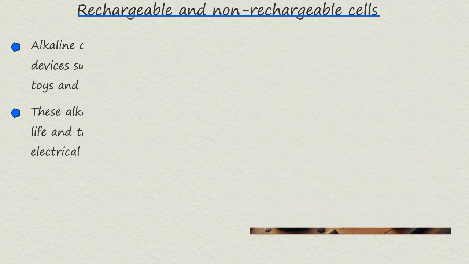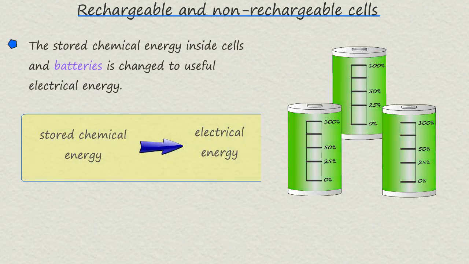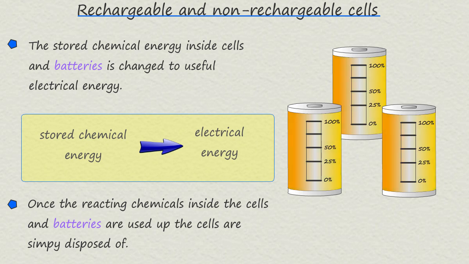Now the chemicals inside these alkaline cells and batteries have stored chemical energy which is changed into more useful electrical energy when the chemicals react. However, once the chemicals inside these cells are used up, the cells are then simply thrown away, which, considering many of the chemicals inside these cells and batteries are harmful, is not a particularly environmentally friendly option.